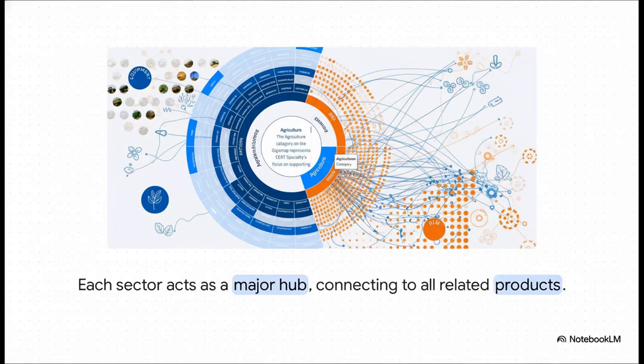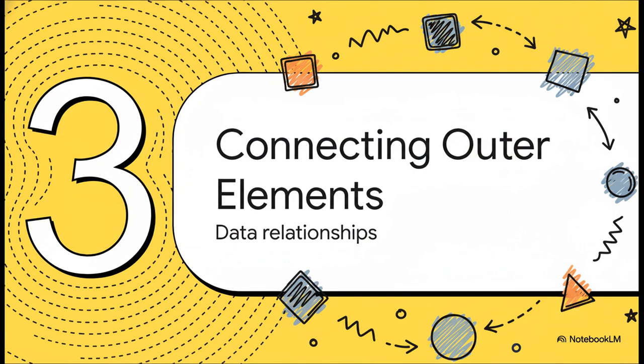Now, what's really cool here is you can see one of those sectors, agriculture, is highlighted. See all those lines just branching out from it? Each one of these core categories acts as a central hub, visually linking out to every single product and feature that's associated with it.